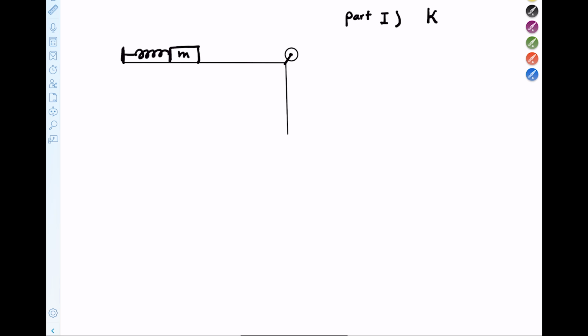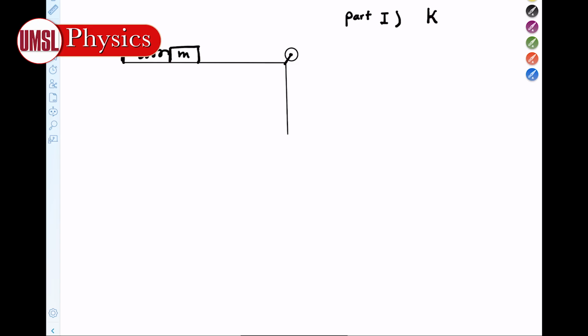In order to do that, our setup looks something similar to what you see here on the screen. I have a box, or a glider in this case, with mass M. It is connected to a spring system. The spring system is fixed at one end and connected to the box on the other end. So the goal for part one is to find spring constant K.